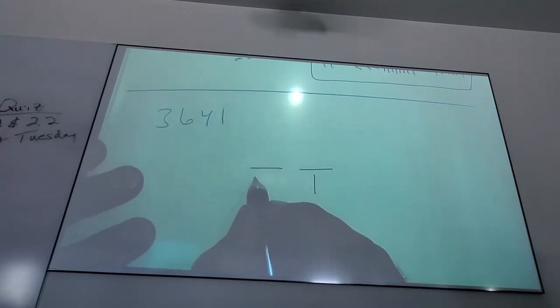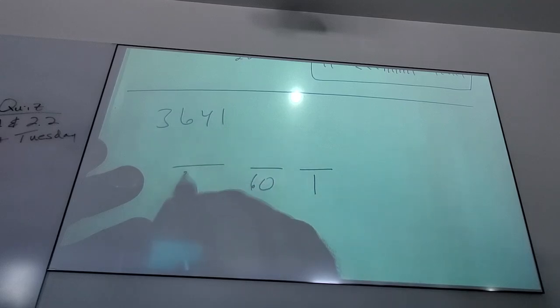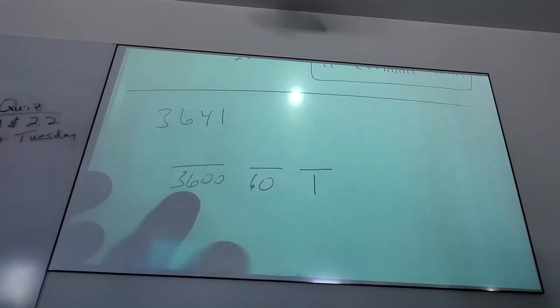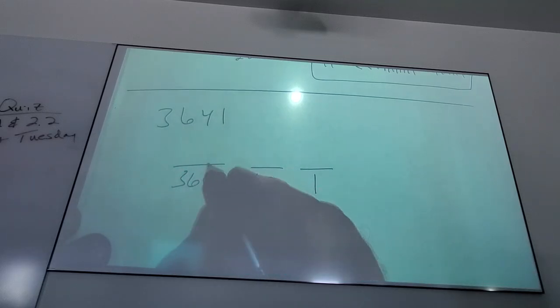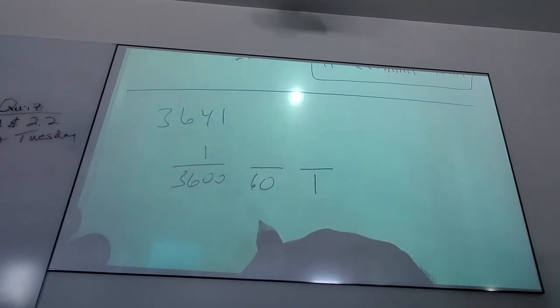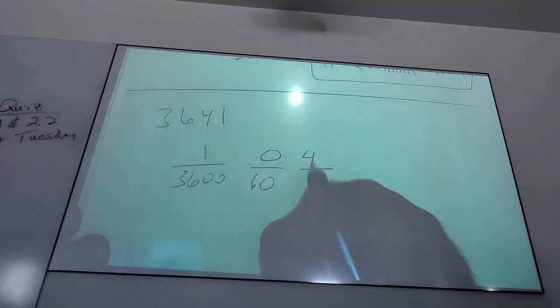1s, 60s, 3600. I can see that that's where I should stop, yeah? That's okay. You don't always have to go one more, but just really make sure you go far enough. So this is easy, yes? How many 3600s do I need? 1. And what's left over? So how many 60s do I need? None. I need 41 ones. Everybody with me?